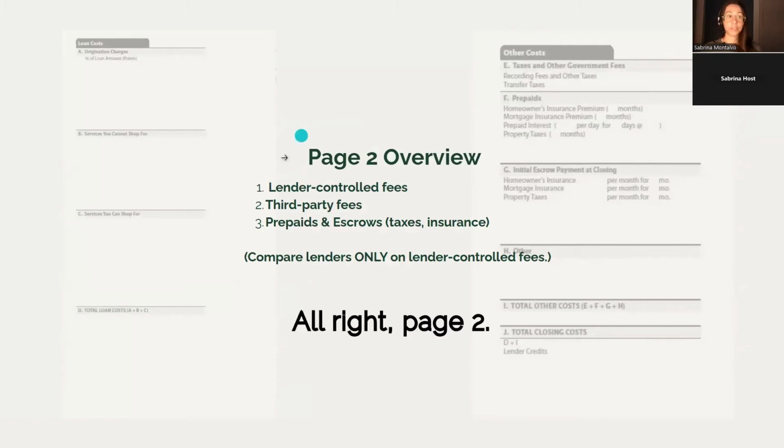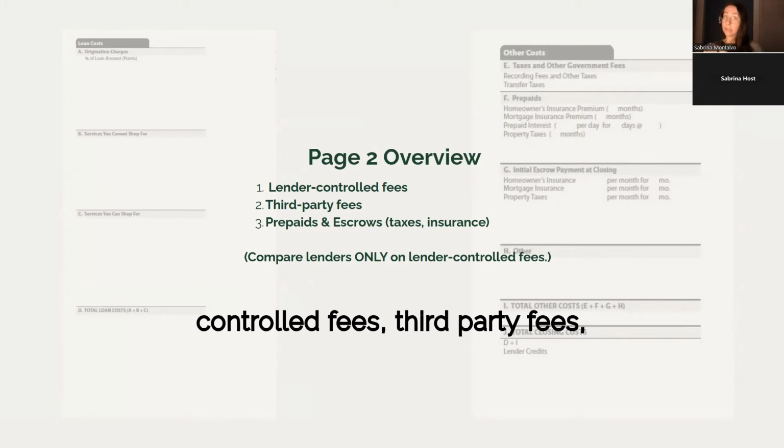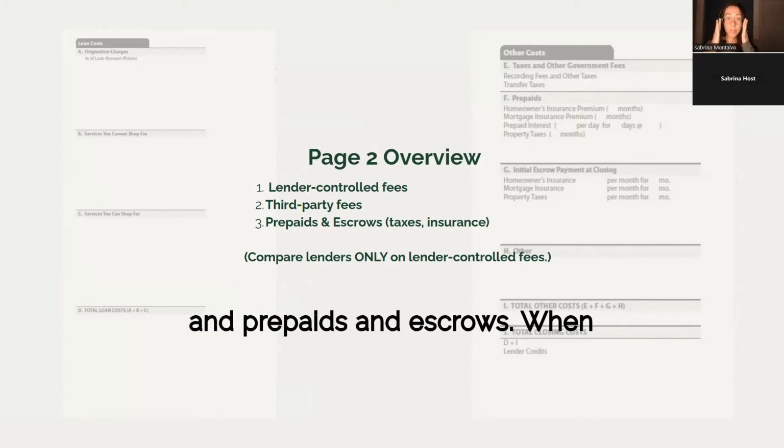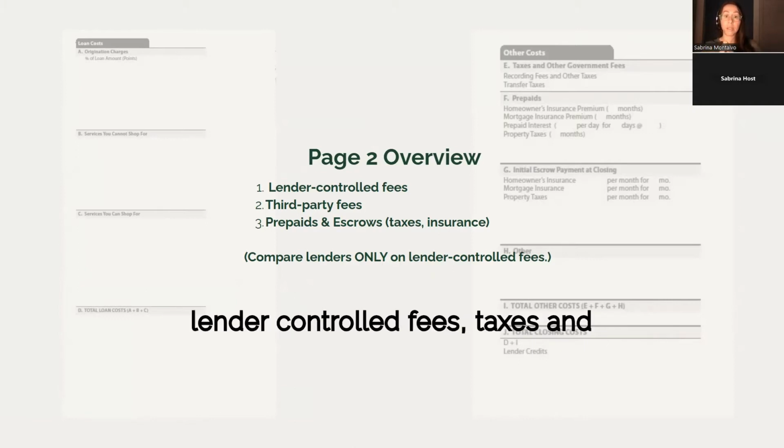All right, page two. This is where the details start. Here is the calm way to think about it. There are three categories: lender-controlled fees, third-party fees, and prepaids and escrows. When comparing lenders, only compare the lender-controlled fees.